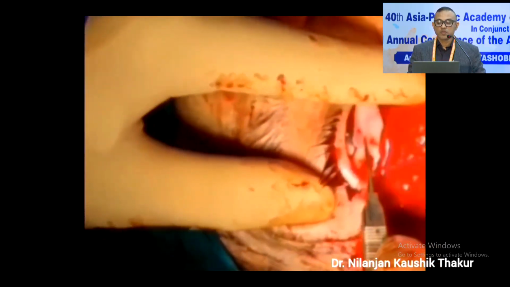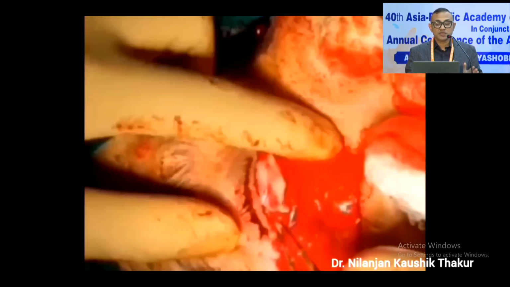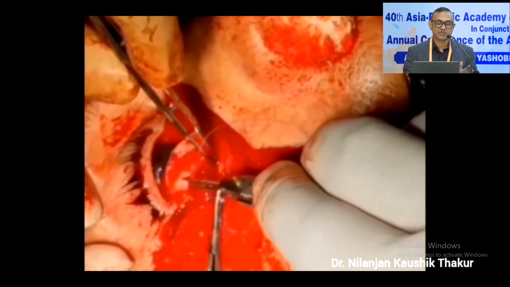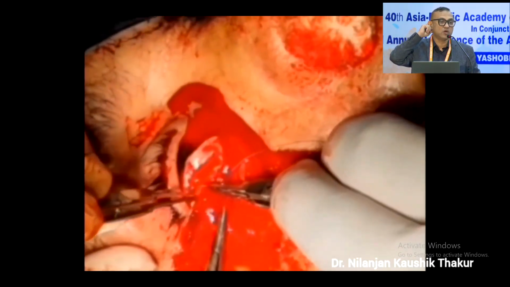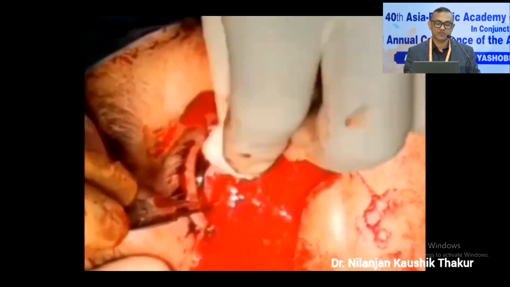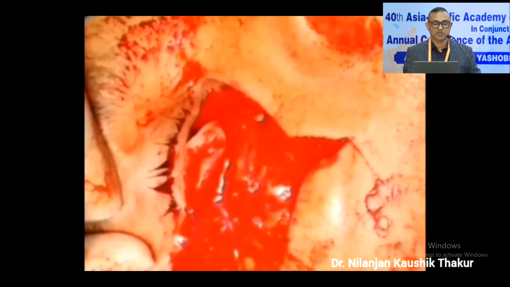So now we are reconstructing the posterior lamellae with the help of the nasal cartilage. So this is very important. We can take it post-auricular or from the nasal cavity. So we have taken it from the nasal cavity.